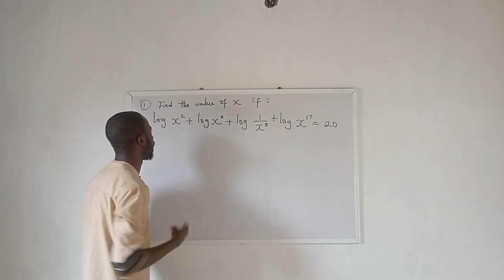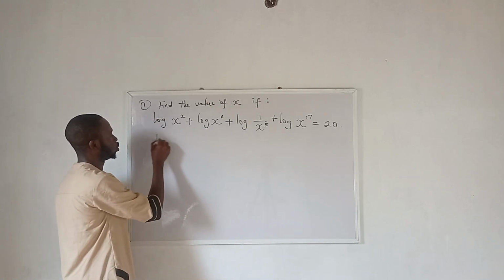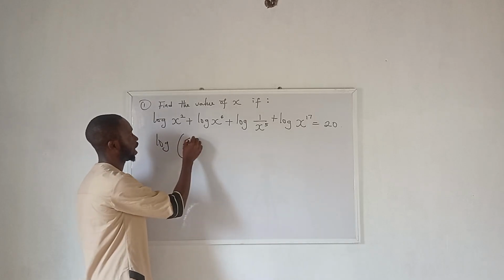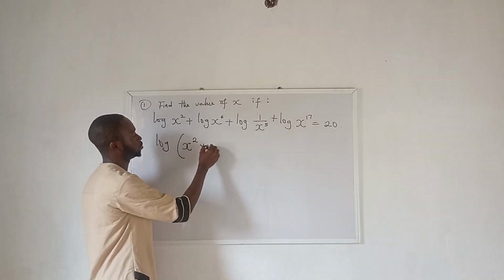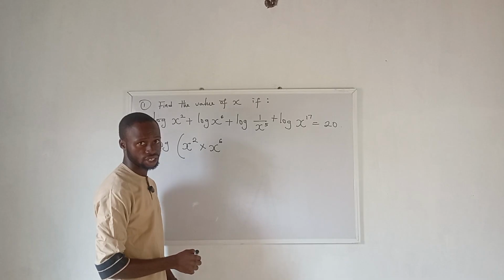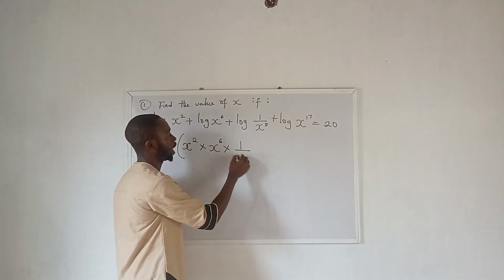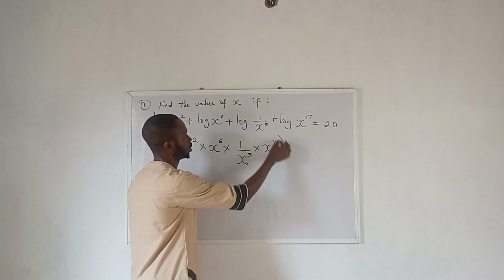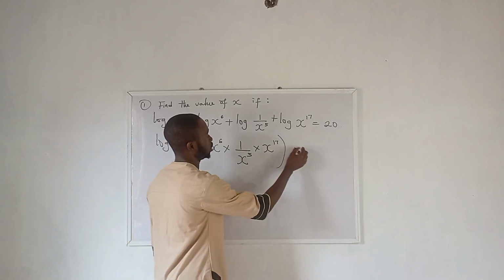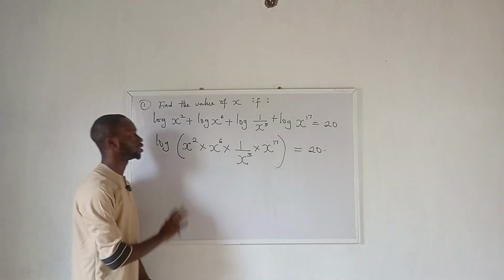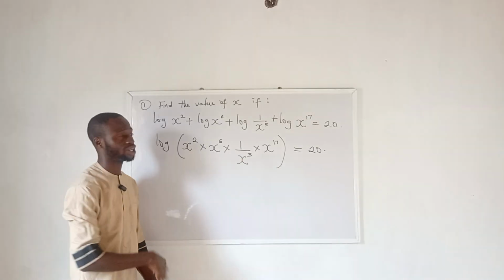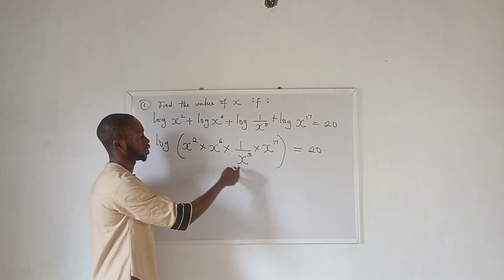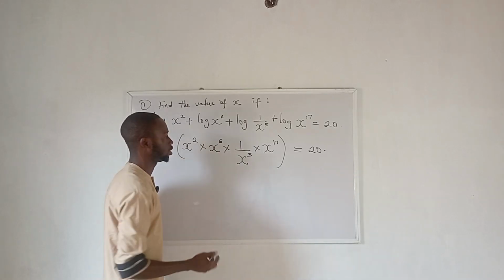What we would have is going to look like this. Logarithm, you open a big bracket because you are multiplying. You would have x squared multiplied by x raised to the power of 6 multiplied by 1 over x raised to the power of 5 multiplied by x raised to the power of 17. You close the bracket, equals 20. Now you can simplify this in whichever way you want. You can use indices. You can also cancel, because you have x squared here, x raised to the power 6 here. You can divide, but let's do it in the indices way.